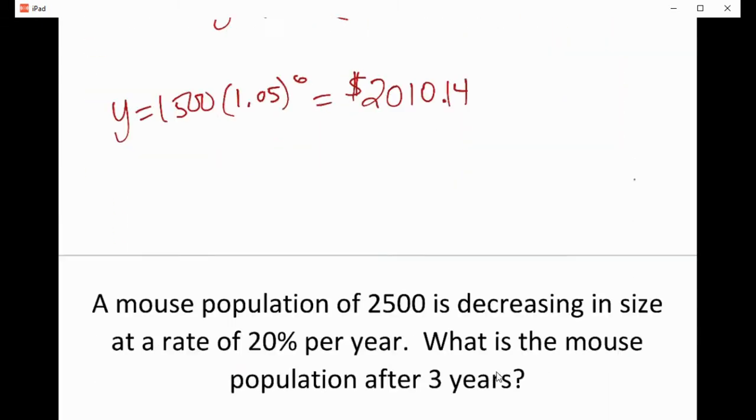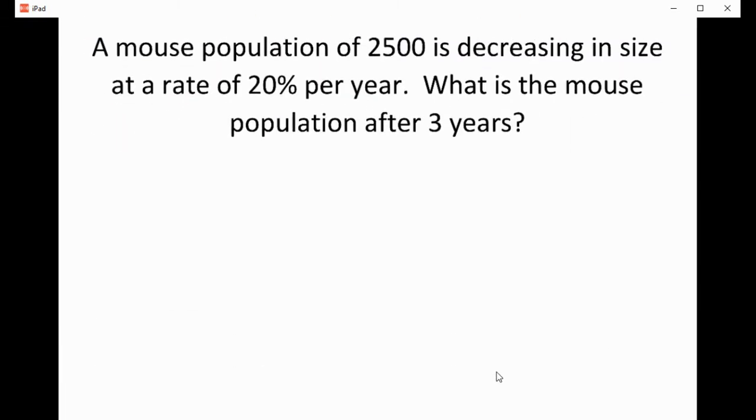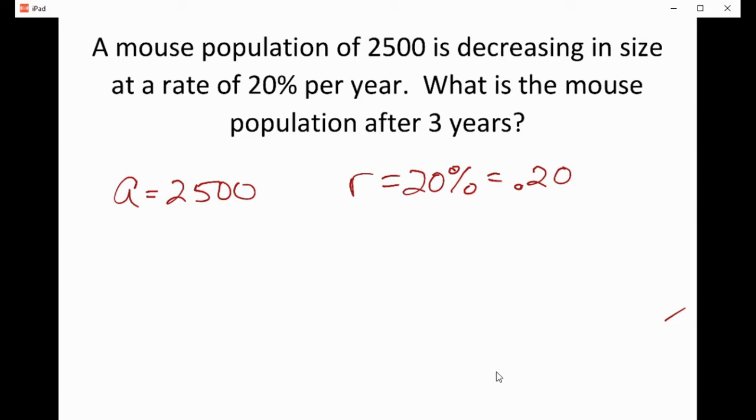Anyway, one more. Okay. A mouse population of 2,500 is decreasing in size at a rate of 20% per year. What is the mouse population after 3 years? So your initial amount is 2,500. Your rate is 20%, which is the same as 0.20. Again, think of it like 20 cents.